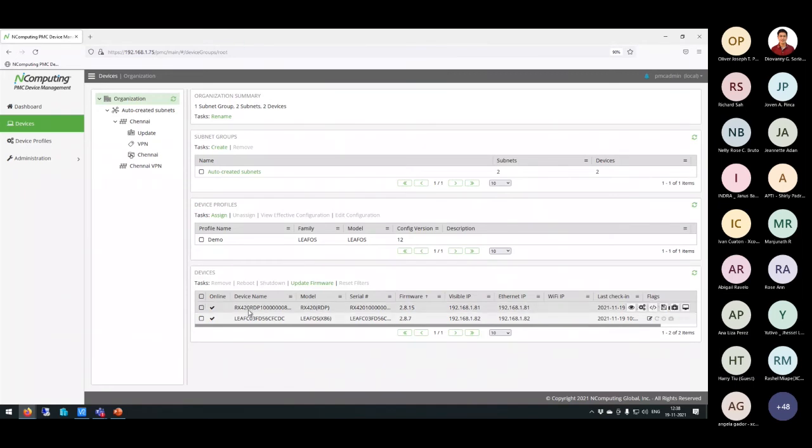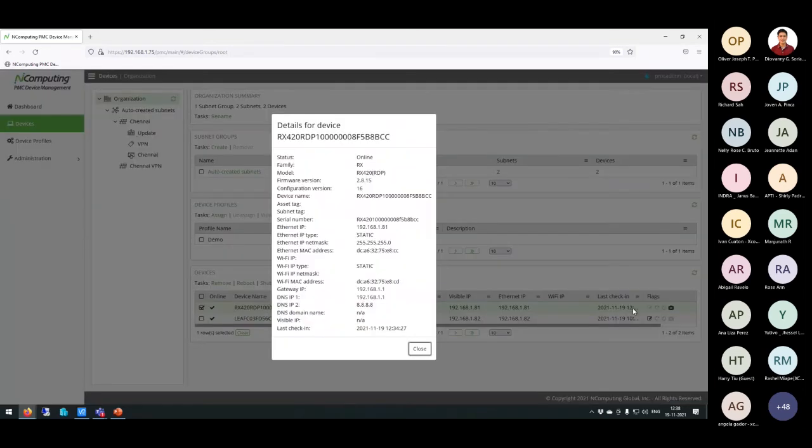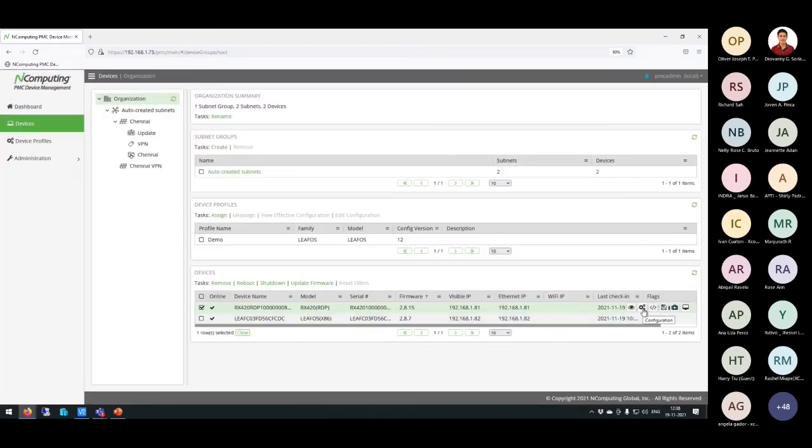Here you can see the two devices listed, and once you select a device, you have multiple options, like reboot, shutdown, update firmware, and more icons. This view gives you complete information about the device. On the settings, likewise, you can configure the device settings here. If you want to store this device's settings into a profile, you can choose the save icon to save them as a profile.